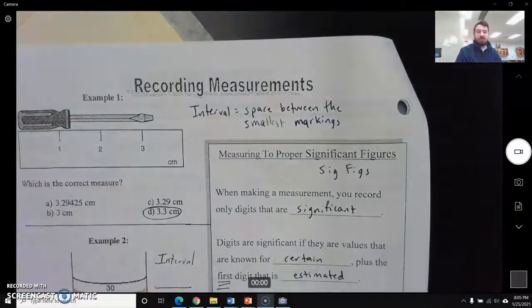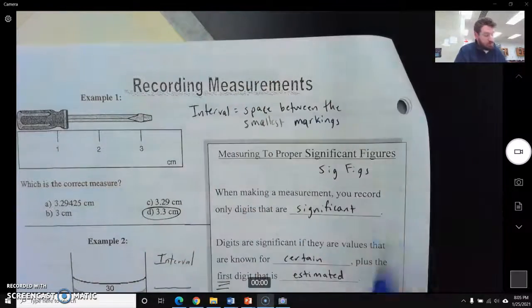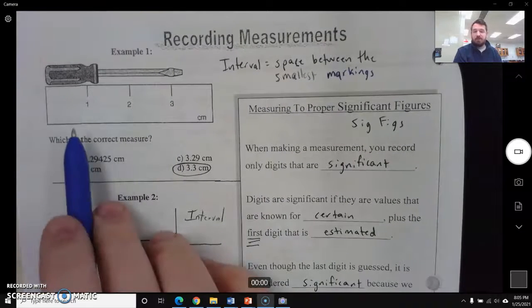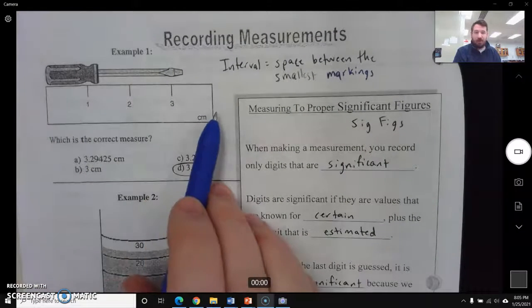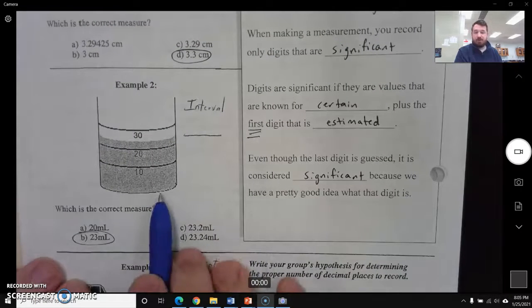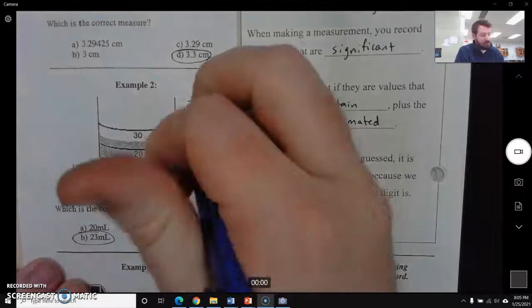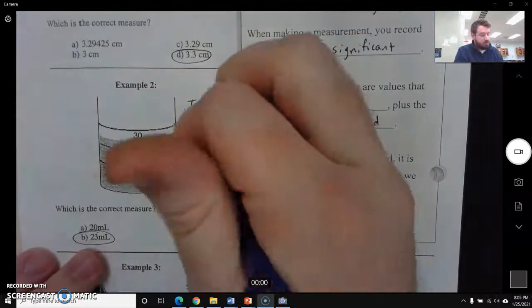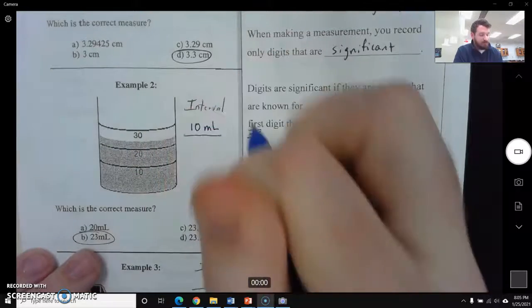Okay, the space between the smallest markings. So for example number 1, our interval would just be 1 centimeter because we're going up by 1 centimeter each time. For example number 2, our interval is going up by 10, and then we must attach a unit to that. We know our units are milliliters by our answers.